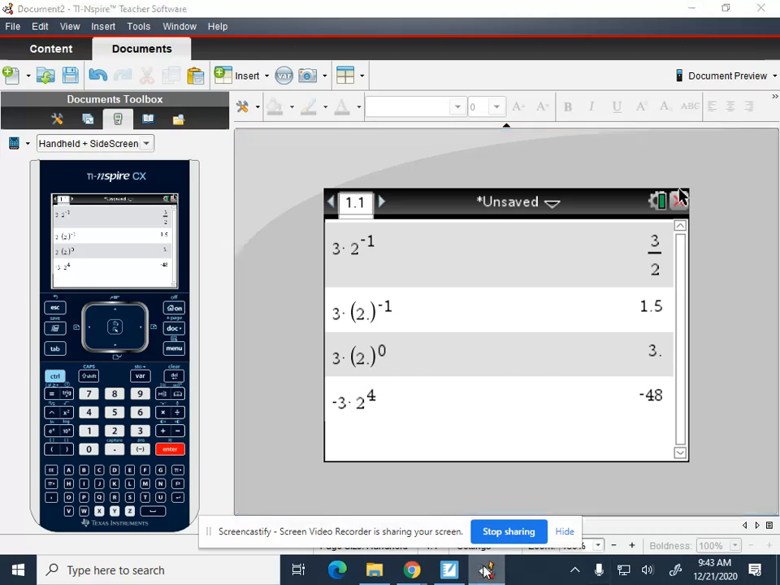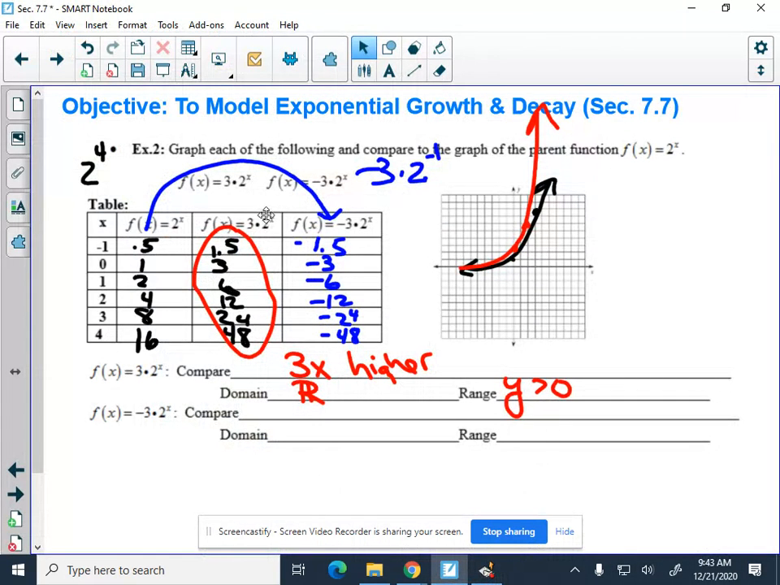I got -48. It worked. Now, to graph this, at 0, I should be at -3. At 2, I should be at -6. And then we graph this.